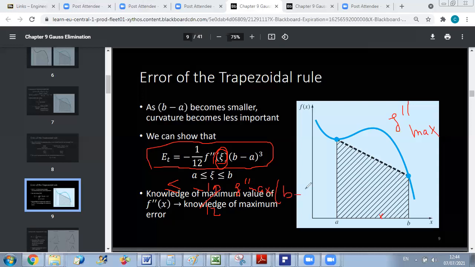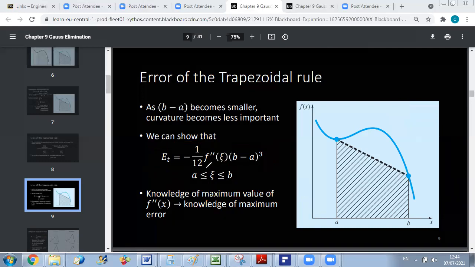Okay, so this will help me in finding a limit of my error. As we can see, the error is proportional to f second at a certain point and proportional to (b minus a) cubed. Since we cannot control the second derivative, which is a property of the function, we can control the step size we take and the interval width. So the smaller the interval width, the smaller the error.